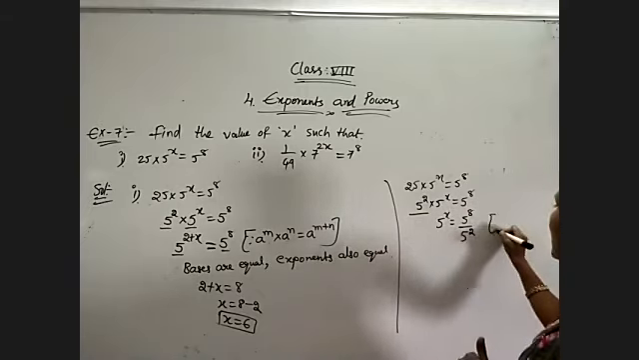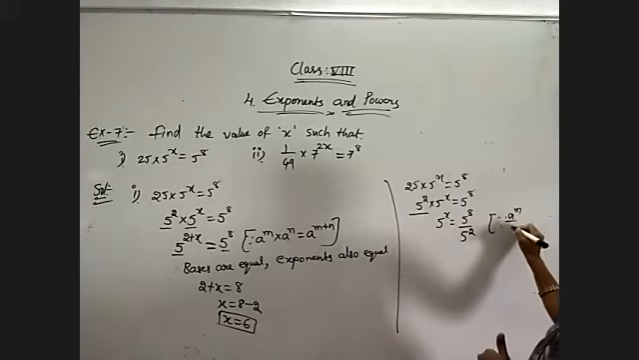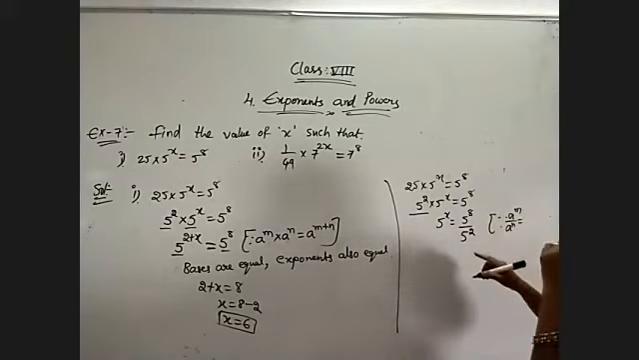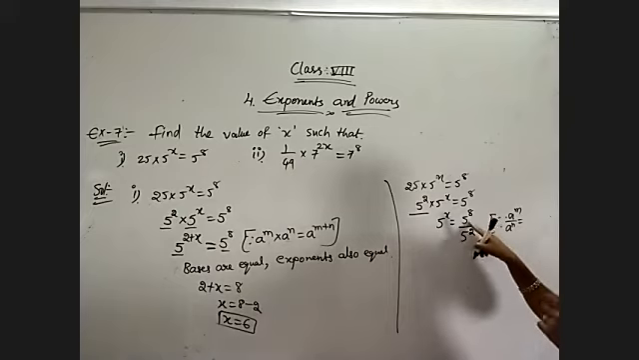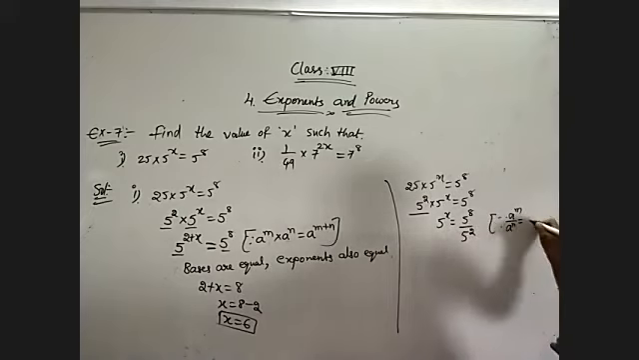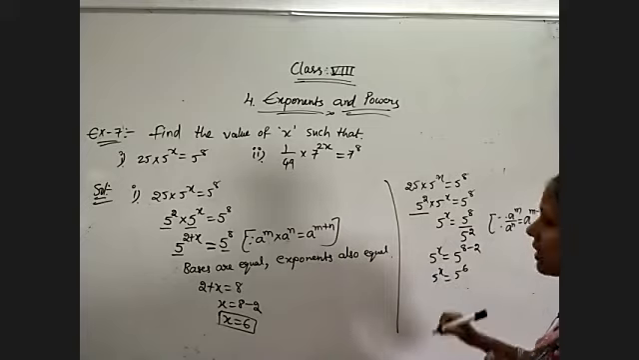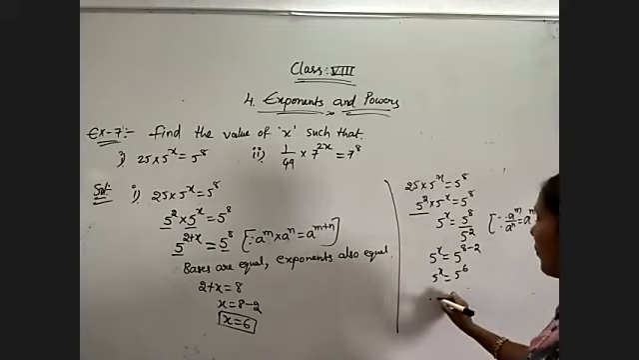Now on the RHS we have the a power m by a power n form. Bases are the same, but the division operation is there. That is nothing but a to the power of m minus n. So 5 to the power of x is equal to 5 to the power of 8 minus 2, which is 5 power 6. Now bases are equal, therefore exponents are also equal, so x is equal to 6.